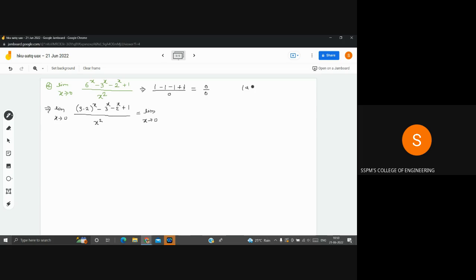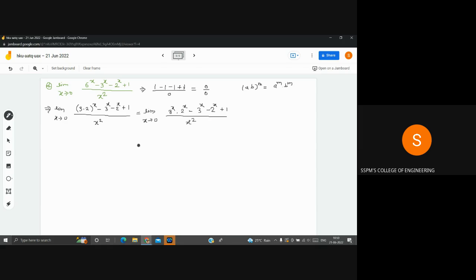So a into b raised to m, how to expand it? By index law, a raised to m into b raised to m. This result you have to apply here. So how can you apply it? 3 into 2 means 3 raised to x into 2 raised to x, minus 3 raised to x, minus 2 raised to x, plus 1, upon x square.